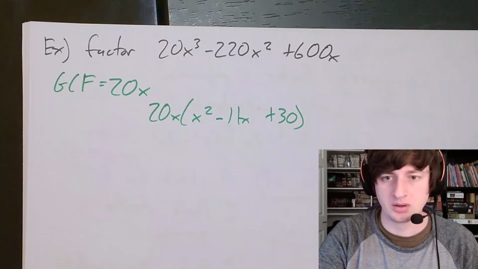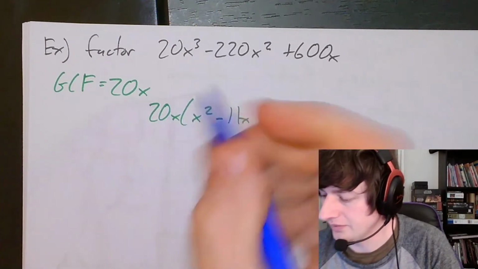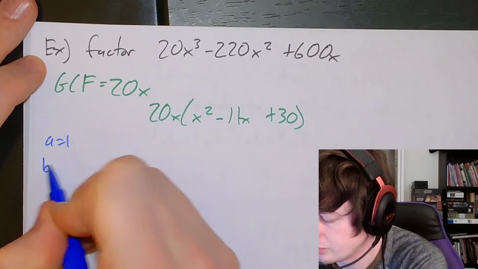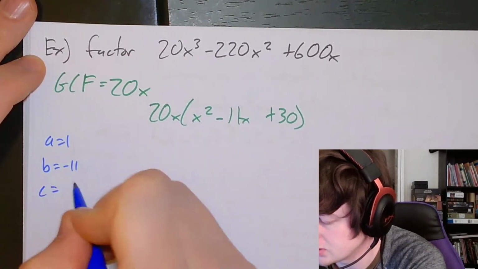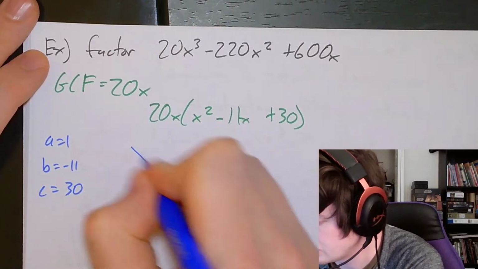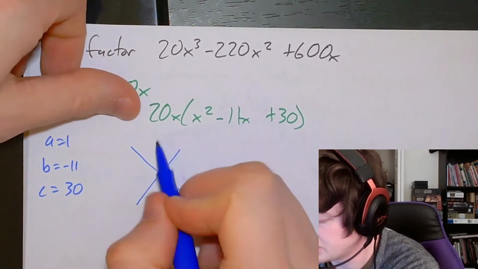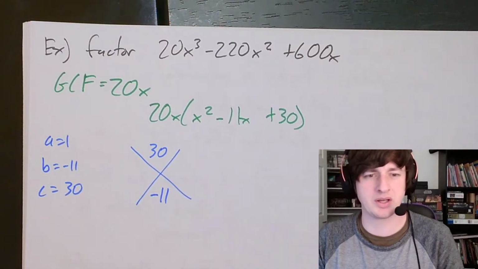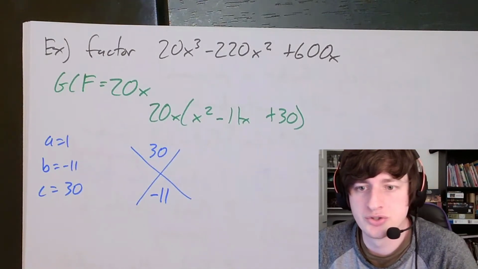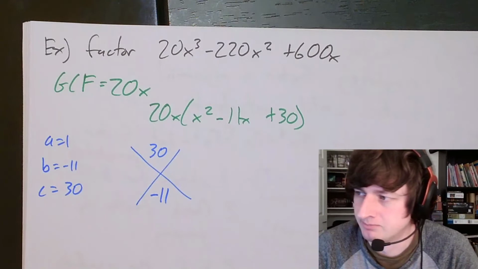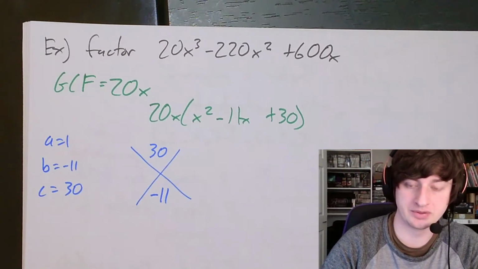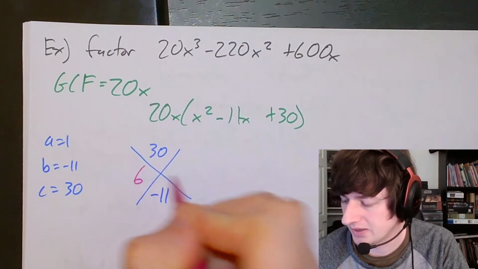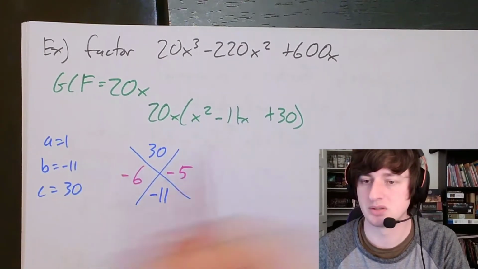All right. So a for the quadratic in here, this x squared, a is 1, b is negative 11, and c is 30. And so we say, okay, numbers that multiply to make 30 and add to make negative 11. So it's going to be 1 and 30, that doesn't add to make 11. 2 and 15 doesn't add to make 11. 6 and 5. Okay, so that's 6 and 5, but we need them to add to make negative 11. That means both of them need to be negative.